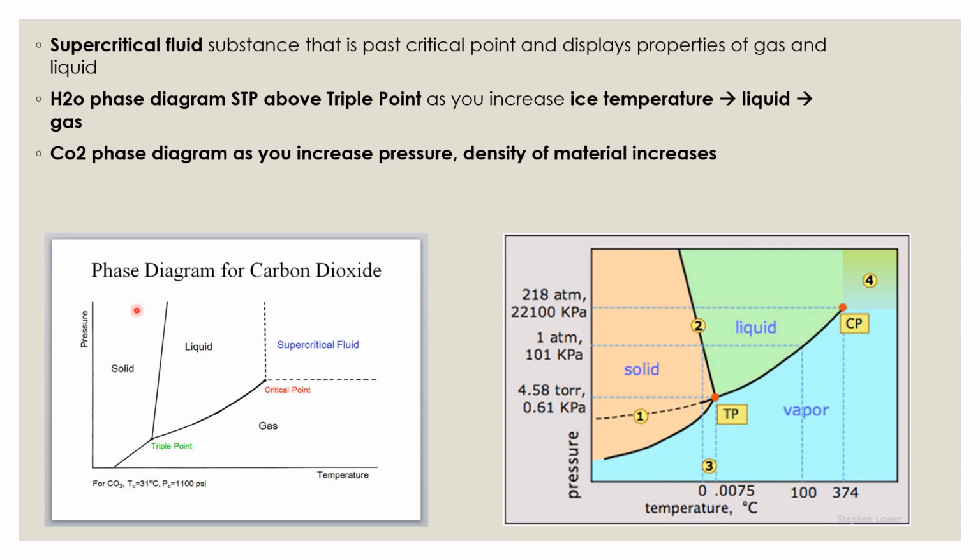And then the CO2 phase diagram: as you increase pressure, the density of the material increases. So you go from solid to liquid, and the triple point is where all three meet, the solid, liquid, and gas. And that's it for states and state functions.